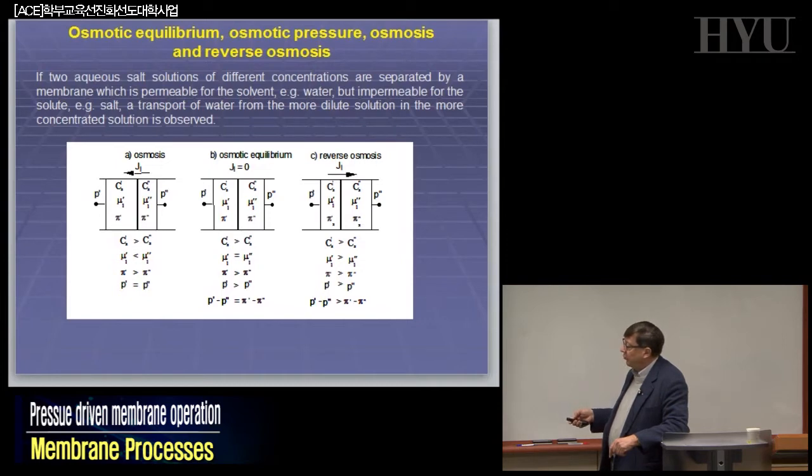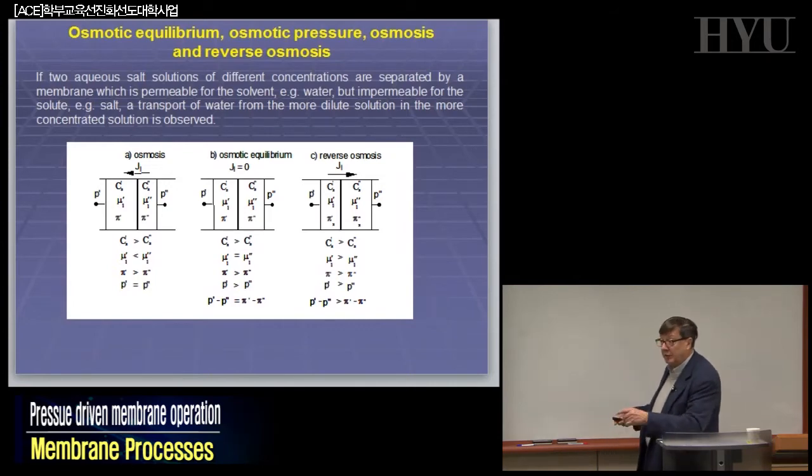in which we have a difference in hydrostatic pressure equal to the difference in osmotic pressure across the system. In this case, we will have a difference in concentration across, creating a difference in osmotic pressure, and we have to apply a difference in hydrostatic pressure equal to the difference in osmotic pressure. In this case, we have an osmotic equilibrium, and the flux across the membranes will be zero.